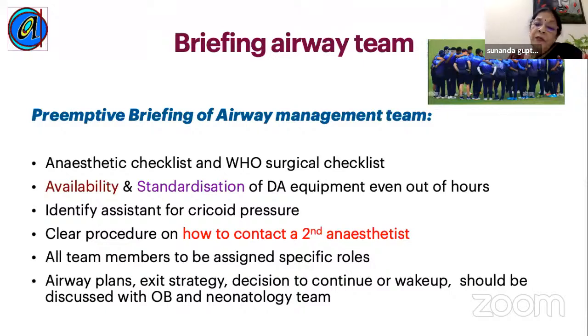Now, early on, there should be a briefing of the airway team, similar to what cricketers do before they go onto the field. The anesthetic checklist and WHO surgical checklist should be verbalized. Standardization of the difficult airway equipment and its availability should be ensured even out of hours, and that is very, very important. The role of each and every member of the airway team should be specified. You identify who is going to give the required pressure, who is going to do other different roles, who is going to call the second anesthetist, and where he will be contacted.